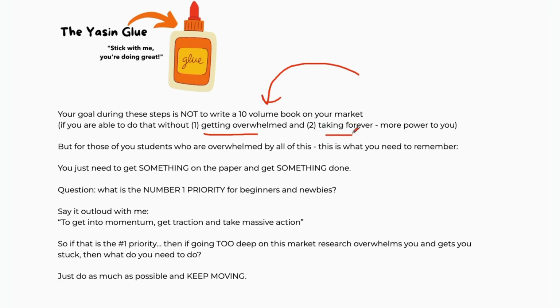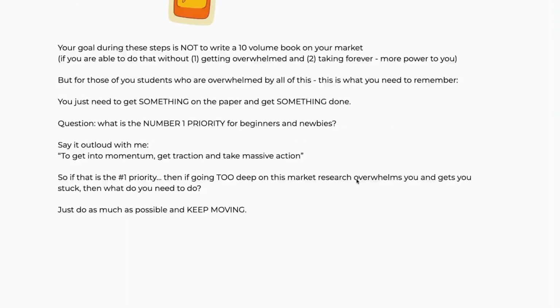There are going to be some students that have the skills and the identity to be able to pull that off. But for those students who are feeling like, man, this is just really, really overwhelming, you want to remember what is the number one priority for those who are beginners and newbies. It's to get into momentum and take massive action. And so you want to keep moving.